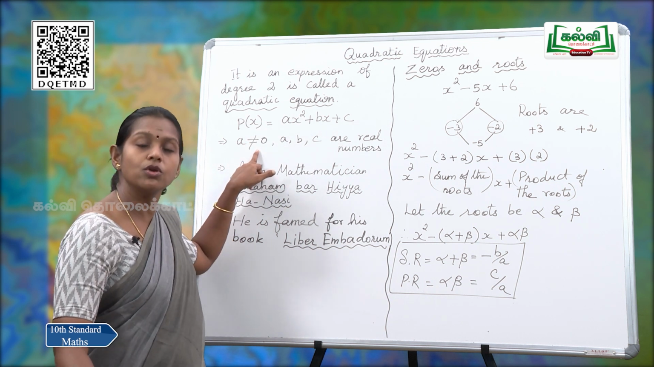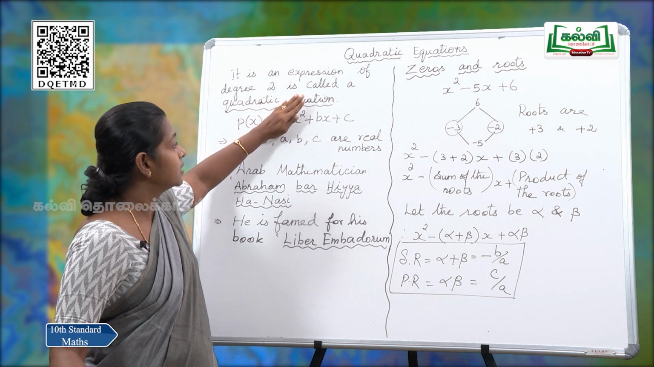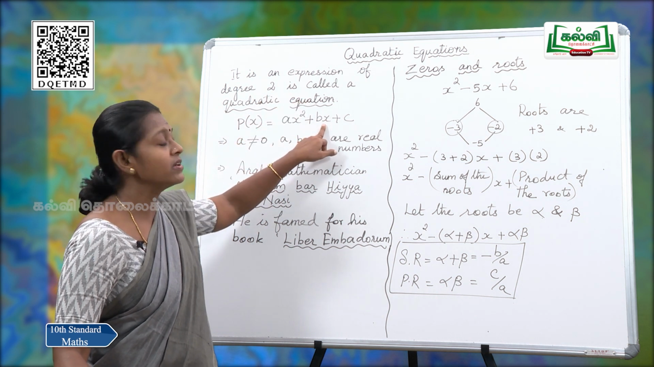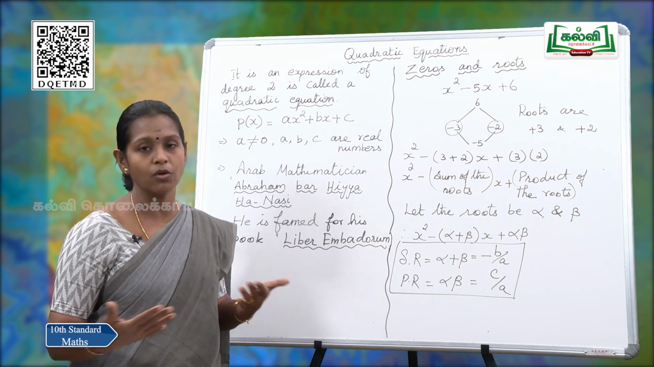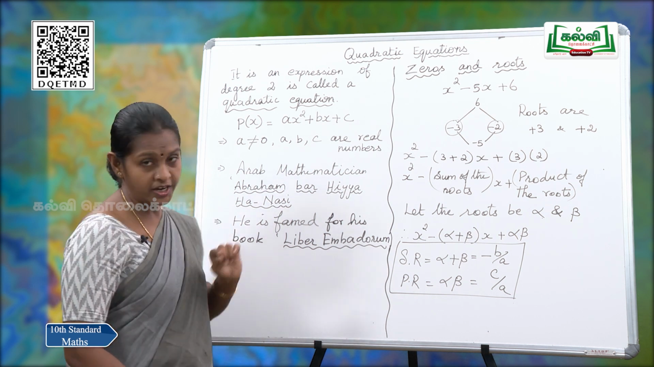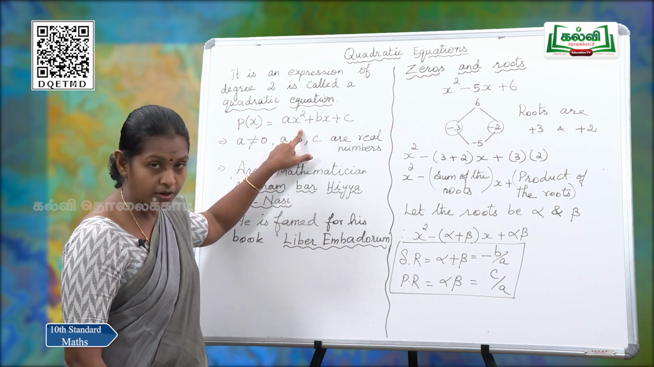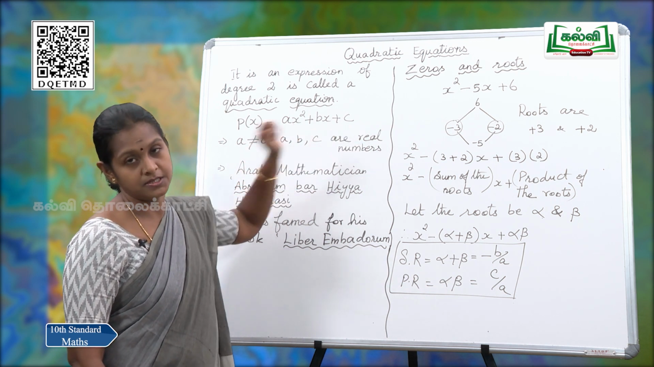If it is equal to 0, what will happen? Of course, this term will not be there. You will be having bx plus c. So, that will come under a linear equation. So, that is not a quadratic equation. So, a quadratic equation must be ax squared plus bx plus c.